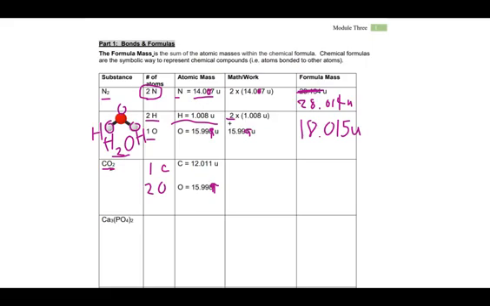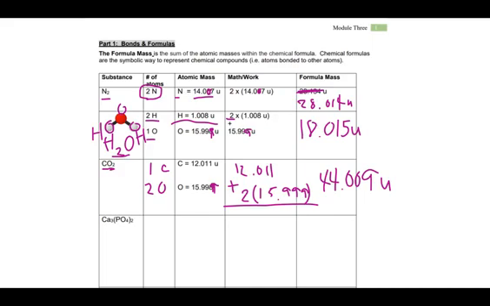So I need to take my 12.011 plus, and then I need to do 2 oxygens, 15.999. Now we just need to plug it into the calculator, and we should get 44.009 atomic mass units.